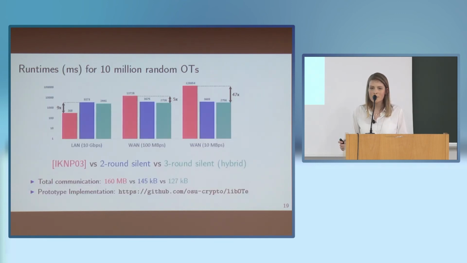And some runtimes, so we have a prototype implementation. It depends, because in our approach the expensive part is computation. So if you have a very fast network, then IKNP is faster. But if you look here, we actually have almost a 50 times speedup over IKNP. And also here you can again see the total communication is now 1,000 times less than before, on top of 2 versus 3 rounds.